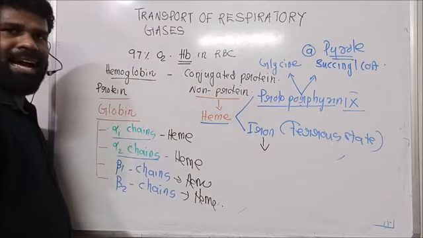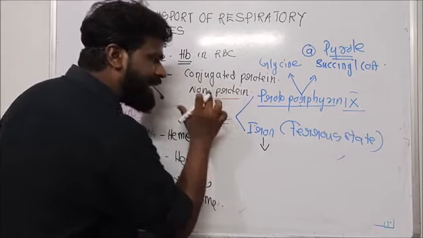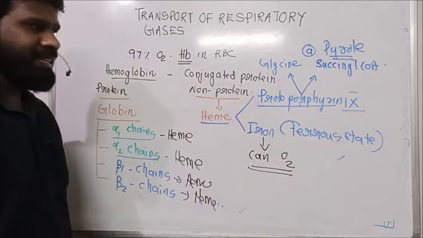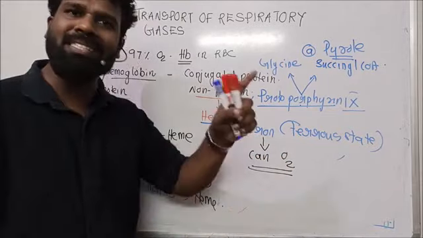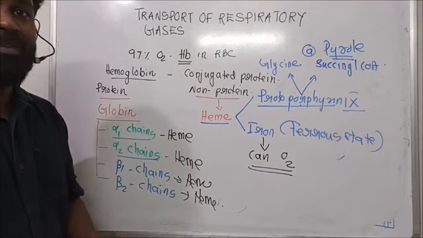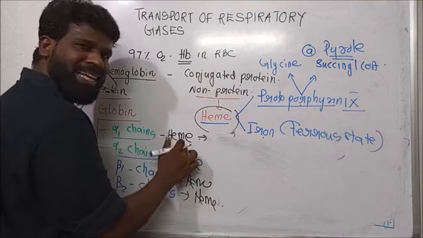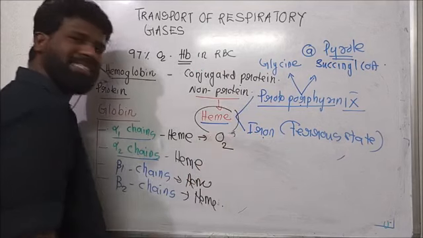See, this iron in the heme can carry oxygen. So in hemoglobin, oxygen is transported by the iron. One heme can carry 1 molecule of oxygen.